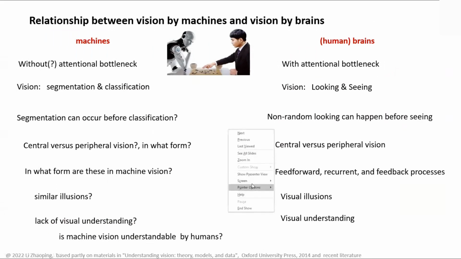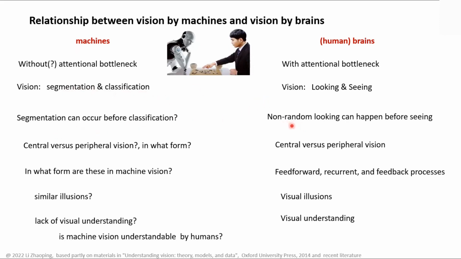Okay, so here I just list a lot of things, a lot of question marks and so on and so forth. It's more like, hey, what is the counterpart in machine vision? Let's talk about it. For instance, human vision has the bottleneck, and machine vision doesn't, or does, yeah? And vision really is looking and seeing. The looking is really the selection bit, where you want to delete and not delete. The looking bit in machine vision is maybe segmentation and classification, yeah? Looking, segmenting foreground and background, and classification.